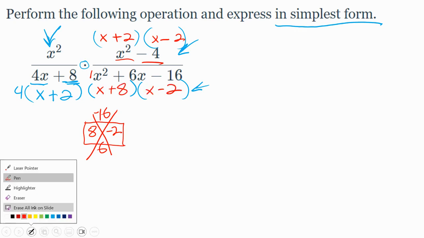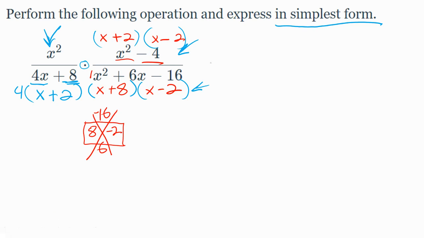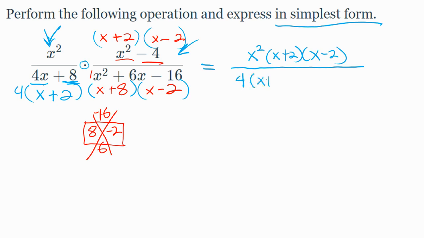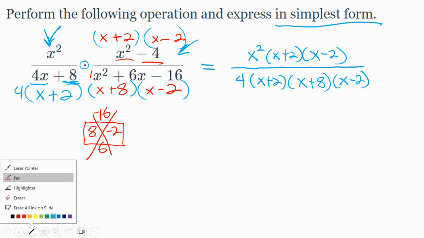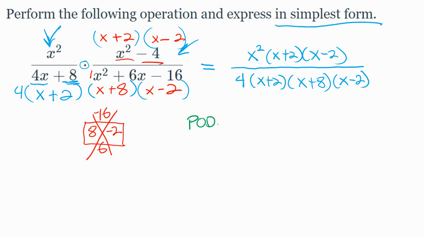Now, for the sake of clarity, I'm going to rewrite everything to the right here so that we can vertically reduce. I'm going to put one big fraction bar with everything squished together. So x squared times x plus 2 times x minus 2 over 4 times x plus 2 times x plus 8 times x minus 2. Now, it would be very diligent of us to go ahead and name our points of discontinuity before we start reducing. That x can't be negative 2, negative 8, and positive 2. The problem didn't call for that. Sometimes the questions do call for that, but this time they do not.